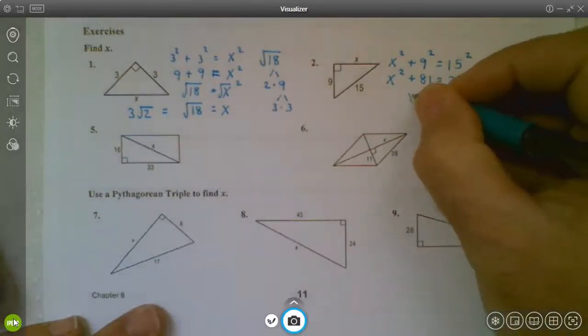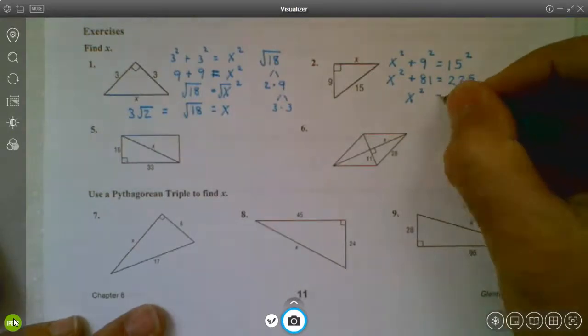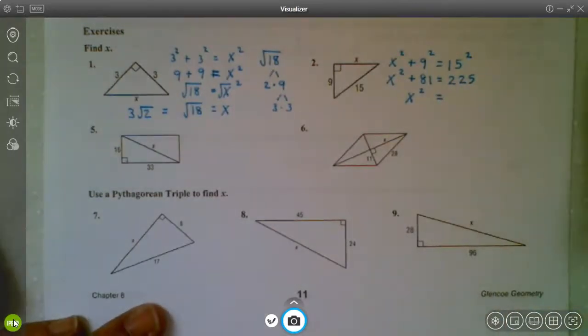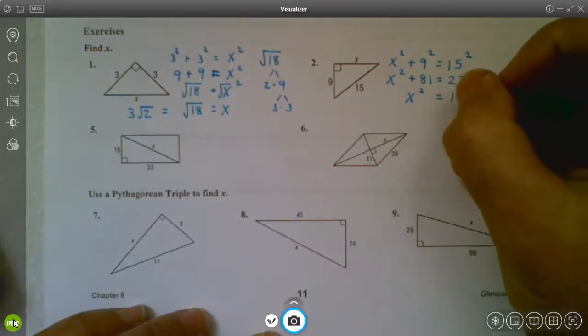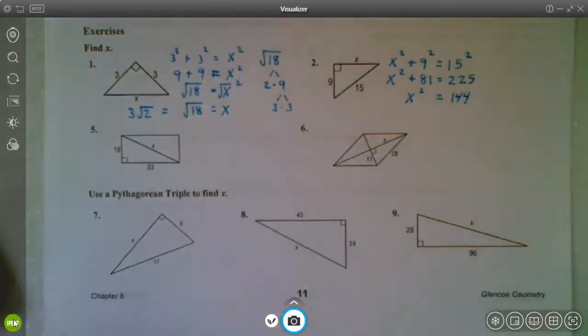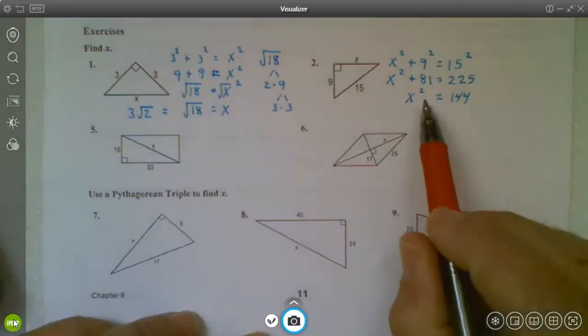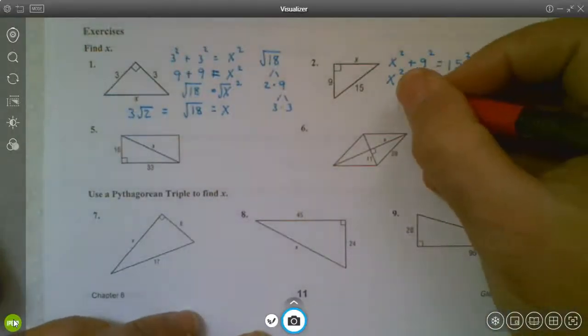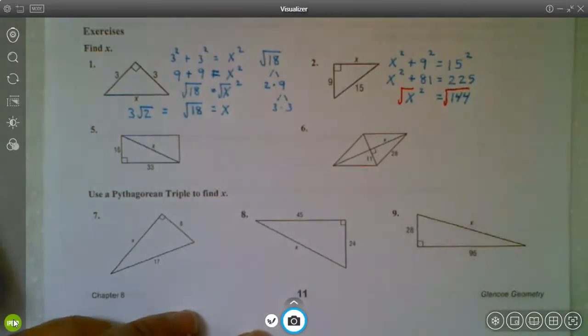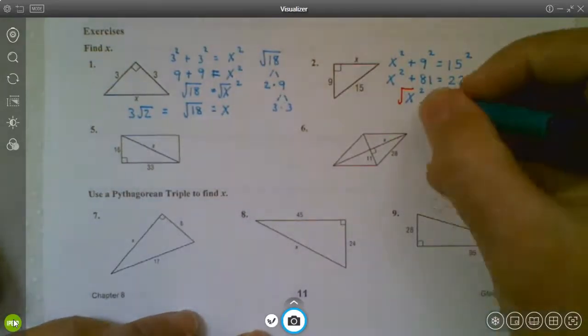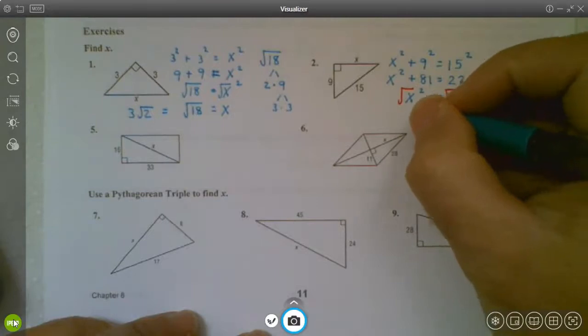And if we subtract 81 from both sides, let's see, what's 225 minus 81? So we would get 144. And again, here's that key step. There, I get rid of the exponent by taking the square root of both sides of that equation. That's what gets x by itself.